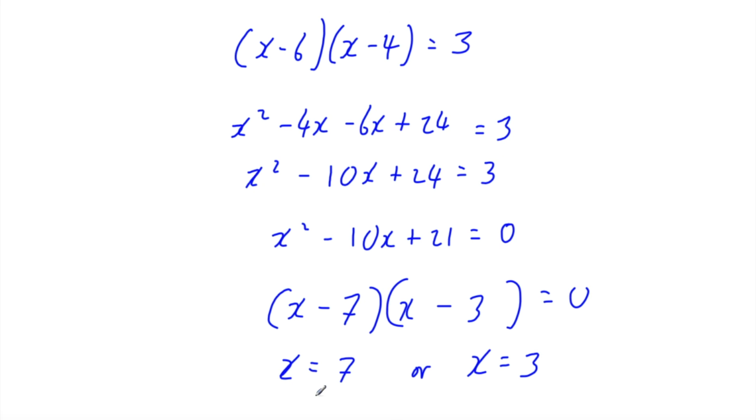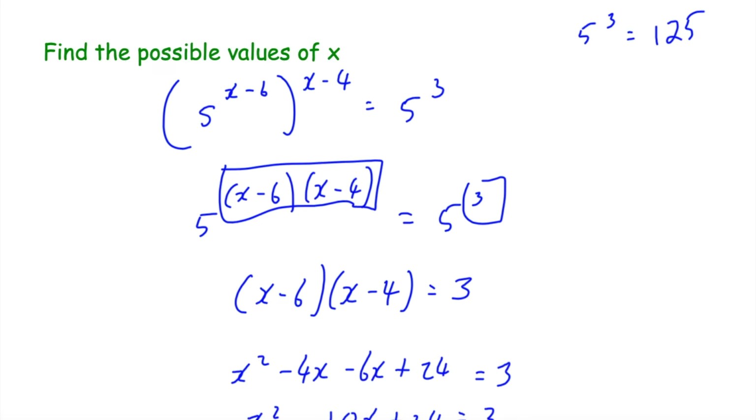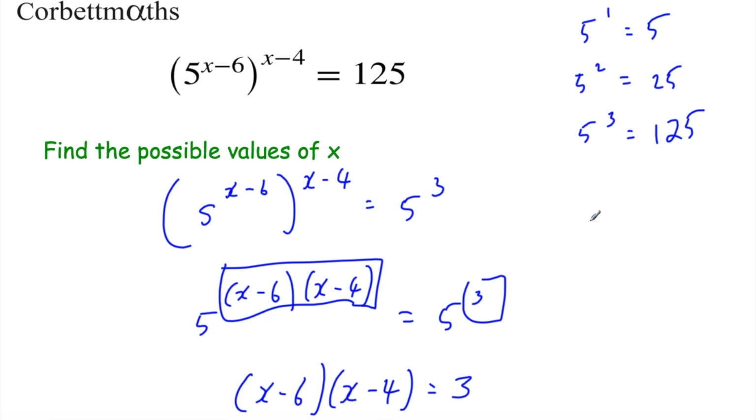And the question said the possible values of x, so let's just go up and check that. Yep, we're asked to find the possible values of x. Well, x would be equal to 3 or 7. So they're the two possible values of x, either 3 or 7. And that's it. And well, let's check our answer.